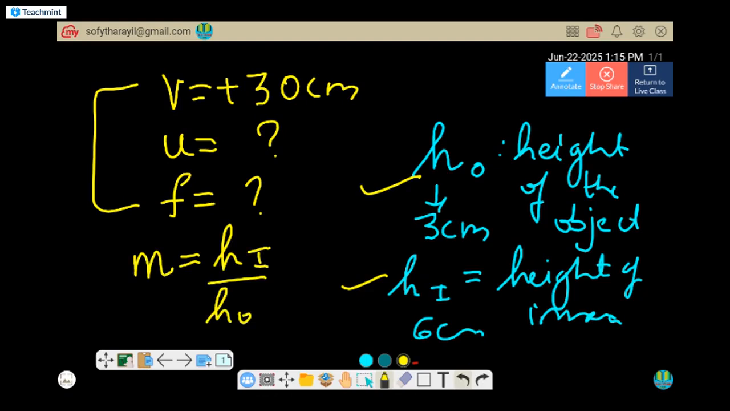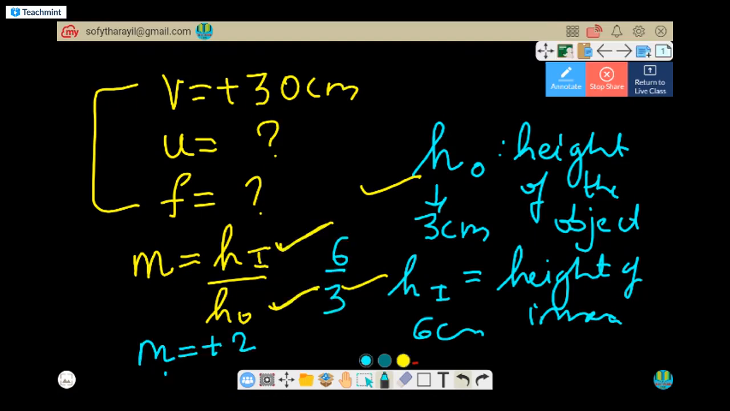One formula we have already done, v upon u. That is when you have been given the object distance and image distance, you can find magnification from that. And the second way to find magnification is by the height of the object and the image. So image height will always be in the numerator and object height will be in the denominator. That means it is 6 by 3. 6 by 3 is positive 2. So M value you're going to get as positive 2. Okay, now you got this value.